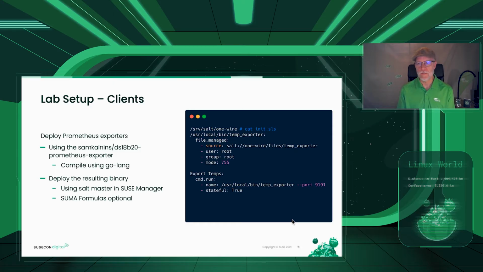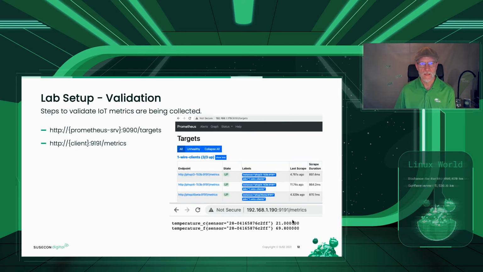But you can see it's very simple here: a state file telling where my source is for this binary, the permissions for it, and then of course the command.run to actually tell it to run. This is where I hard-coded the port that the exporter will share its metric data on. Pretty simple stuff. So let's validate. Let's make sure it all works.